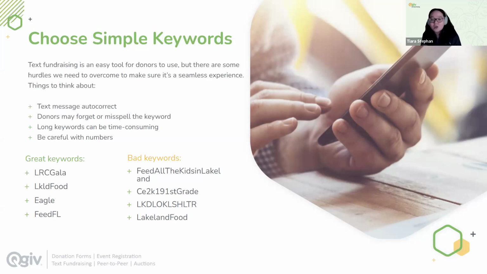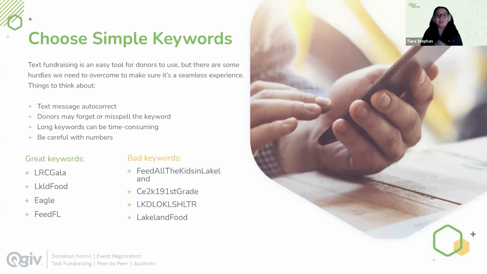So make sure to autocorrect proof your keywords to avoid any missteps there. Memorizing a keyword also isn't easy for everyone. Donors may forget or misspell the keyword, so keeping it simple is best. Another reason to keep it simple: long keywords can be time-consuming to type out, and there's more of a chance for mistakes.